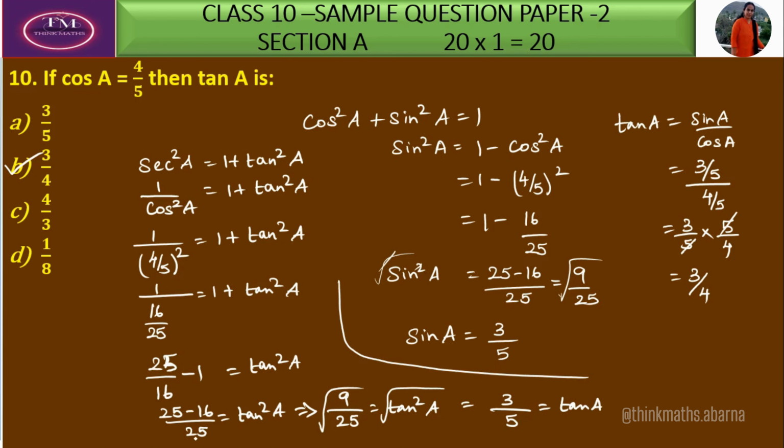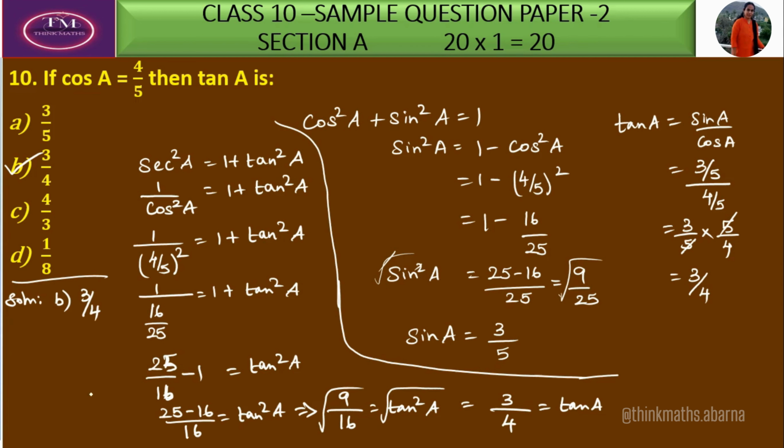So not 3 by 5. I'm sorry. Here we have 25 minus 16. Here the LCM is 16 here. Okay. So we took 16 as LCM. So 25 minus 16 divided by 16. In the same way, here we have 16. So we will get square root of 16 is 4. So tan is equal to 3 by 4. So in both ways, you can do this problem. So the solution is 3 by 4. So we can write solution B is equal to 3 by 4.